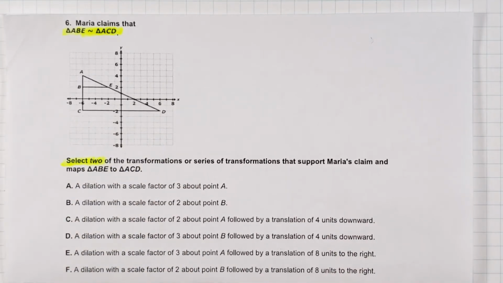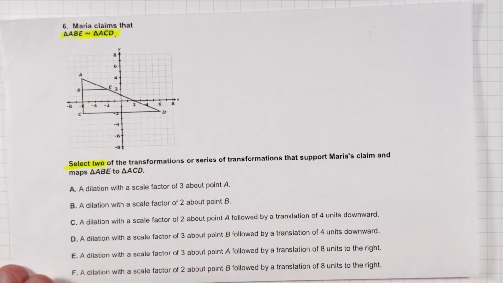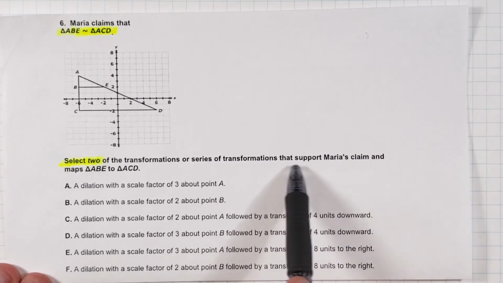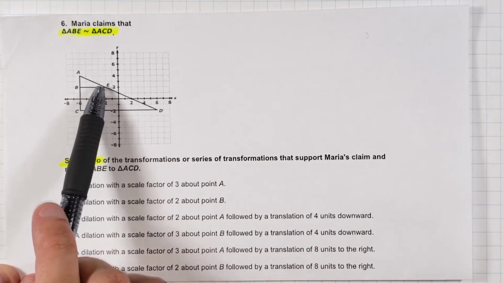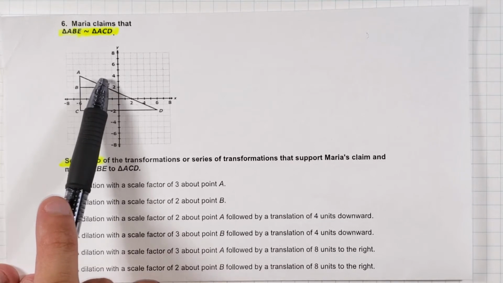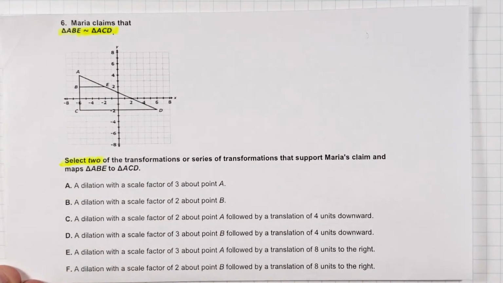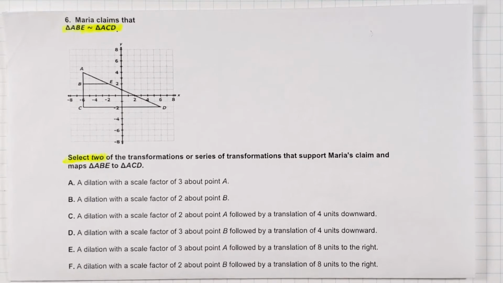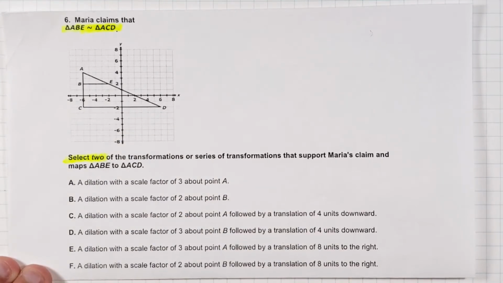So what we want to do here is go through each one. So first things first, Maria is claiming that these triangles are similar. Now, if her claim is correct, and we want to find things that support her claim, then what we're saying is that this triangle right here, ABE, can be mapped. If two shapes are similar, then we can perform rigid transformations, and we can also perform dilations to map one figure on top of the other. So we can pretty much put figures on top of the other using translations, rotations, reflections, or dilations. So if two figures are similar, then we can use any of those 4 transformations to get this smaller triangle on top of this larger triangle, to map onto. So that's what we're gonna do here.